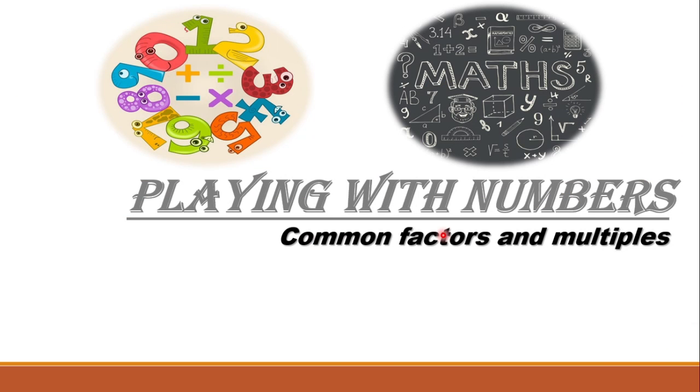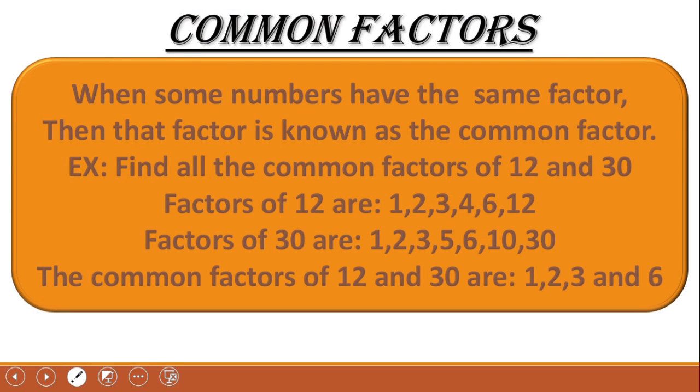Now let's start with common factors and multiples. Now what are common factors? So when some numbers have the same factor, then that factor is known as the common factor. So find all the common factors of 12 and 30. Here the name itself suggests what a common factor is. Common means same and factors means the factors of a given number. We know what factors are. Now let's take an example to understand it better.